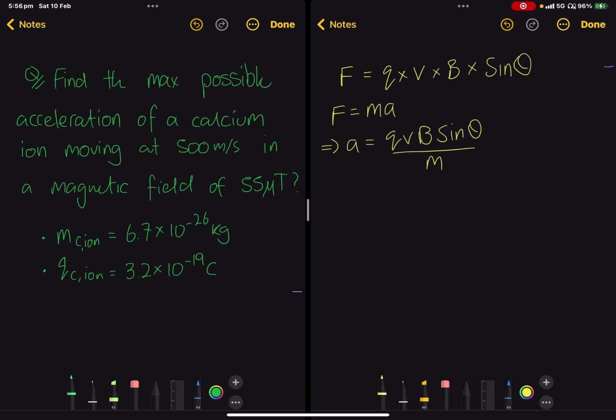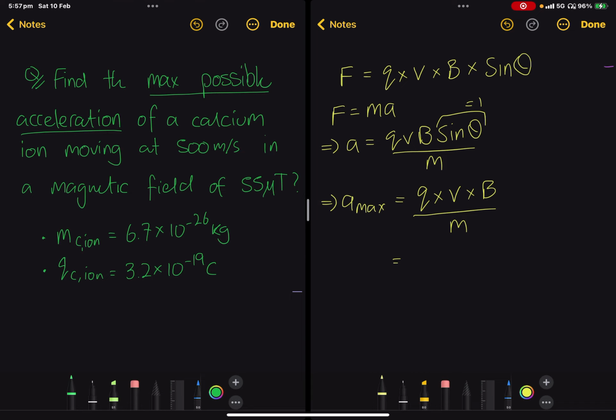When we're thinking about the maximum possible acceleration, this usually means that theta is equal to 90, because that would make this sine value 1. That's the largest possible value that it could have. It could only have values that were smaller than that otherwise. So this tells us that the acceleration max is the acceleration when theta is 90, so sine of theta is 1. This is charge times velocity times magnetic field strength over the mass.